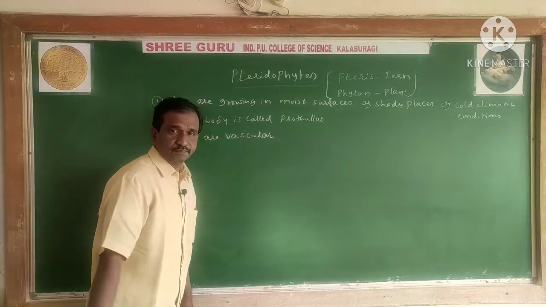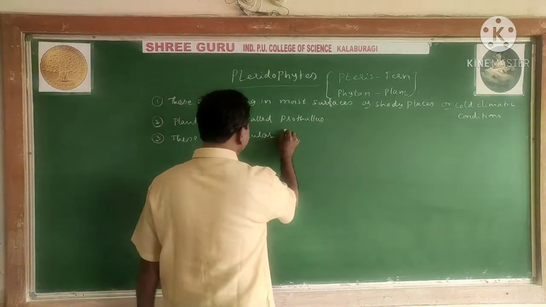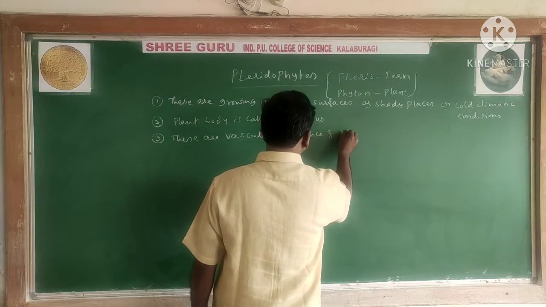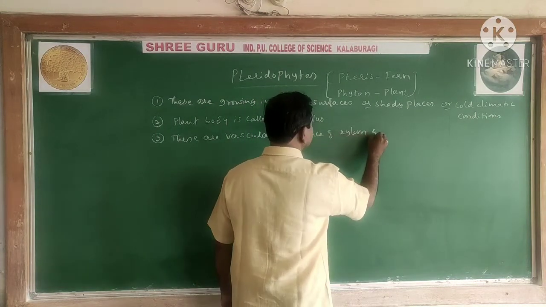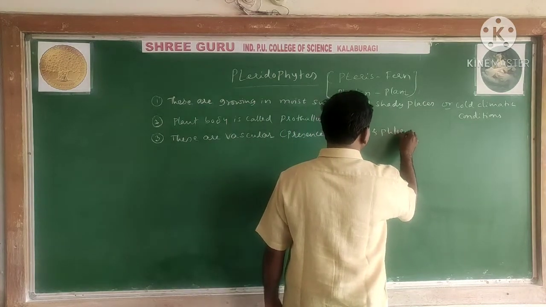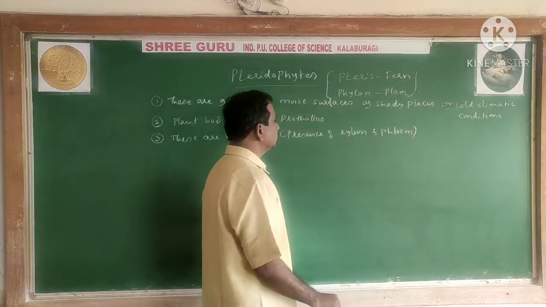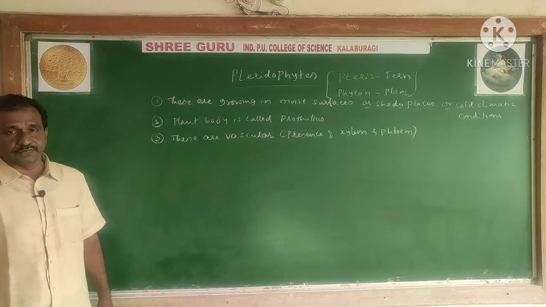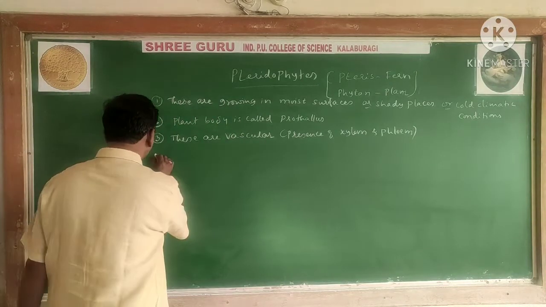Vascular means presence of xylem and phloem. Vascular is nothing but presence of xylem and phloem. That is why these are considered vascular. Next, fourth character.